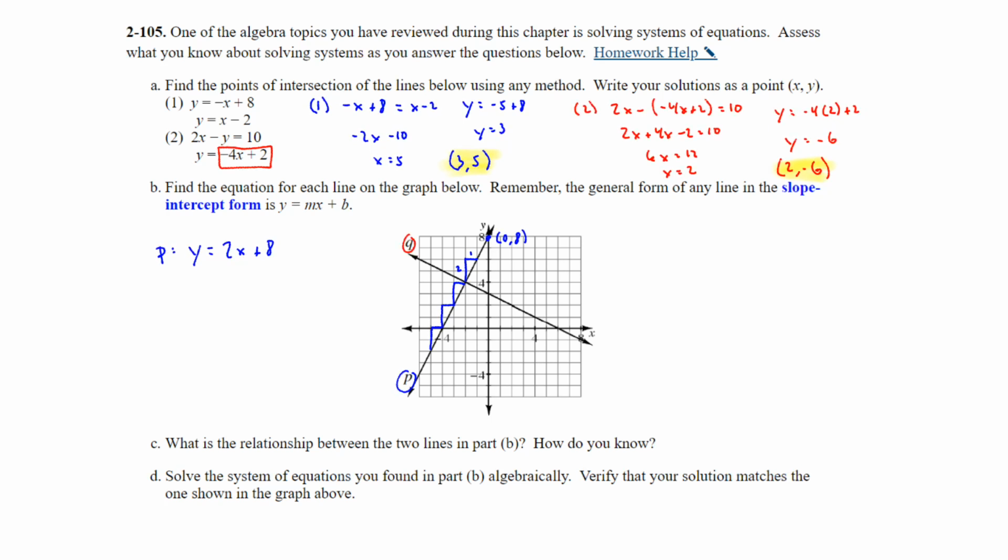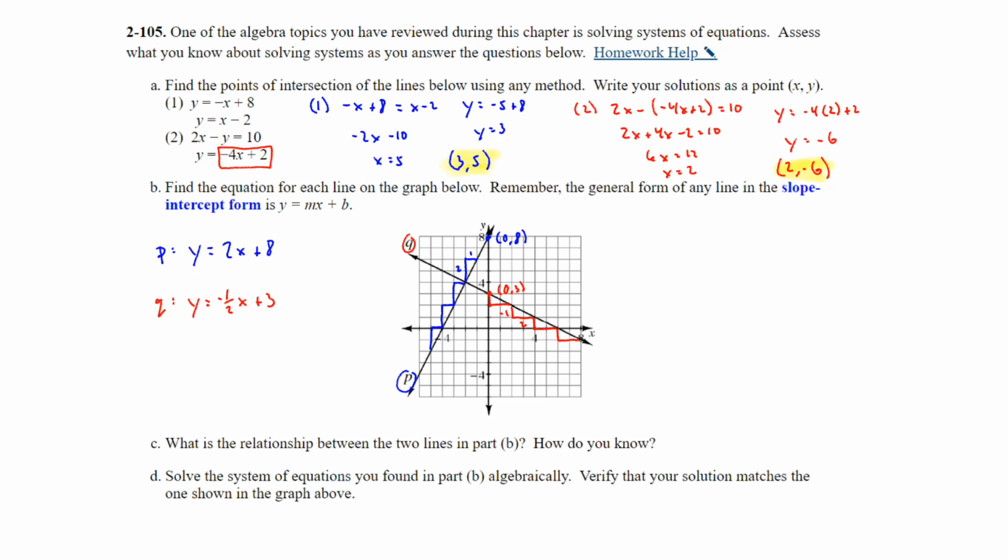For line Q, on this one, it looks like the y-intercept is at 0, 3. This one's decreasing. It looks like it's going down 1 over 2. And you can see, just to make sure that we're seeing the same thing, down 1 over 2, I did a couple of them so you could see that. So y is equal to negative 1/2 x plus 3. And so those would be the two equations.